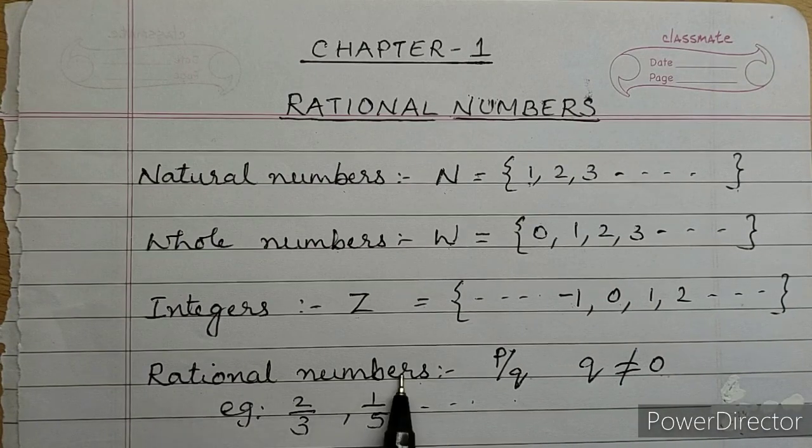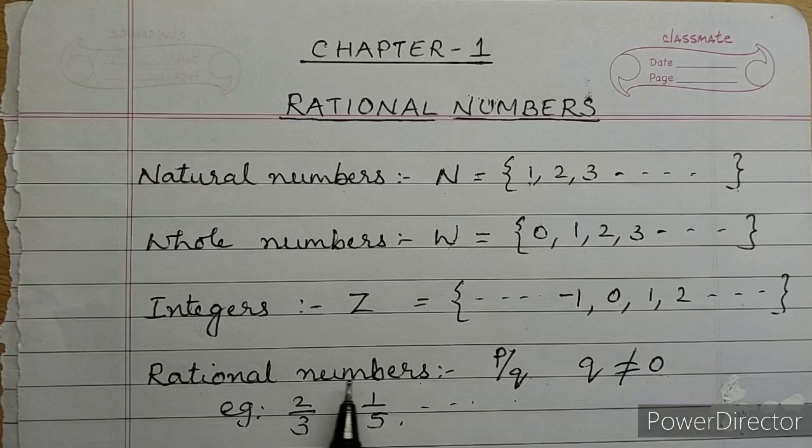Next comes rational numbers. Rational numbers are numbers which can be expressed in P by Q form, where Q is not equal to 0 and P and Q are integers. Example, 2 by 3, 1 by 5, any fraction you can write.